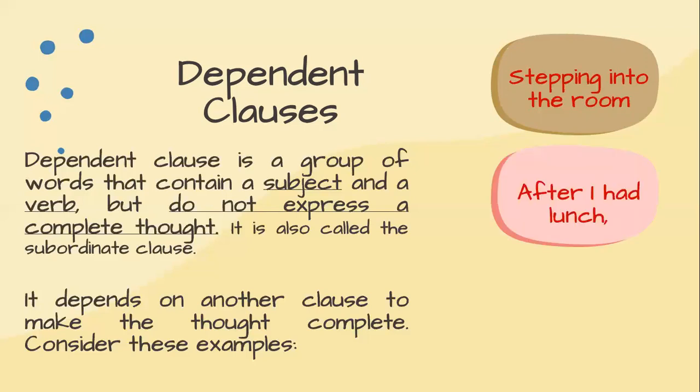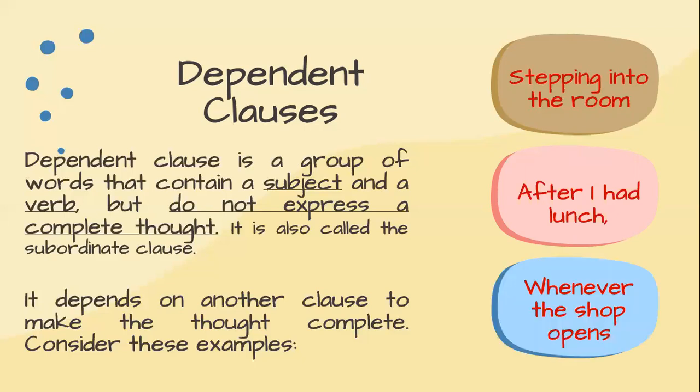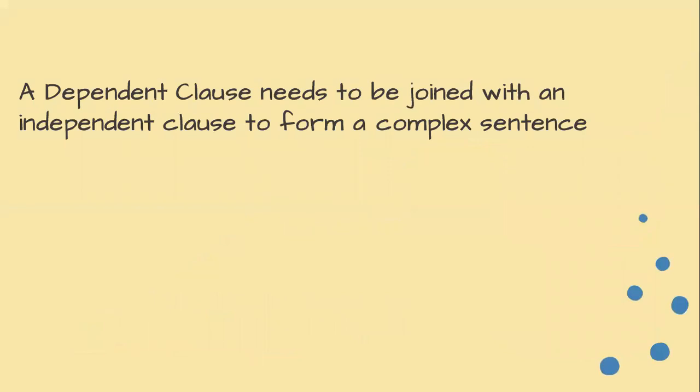After I had lunch. After I had lunch is also a dependent clause because you don't know what has happened after you had lunch. So it is depending upon more information to be given. Whenever the shop opens. Whenever the shop opens is a dependent clause because even though the verb and the subject are there, it still needs some important information to be completed. A dependent clause needs to be joined with an independent clause to form a complex sentence.